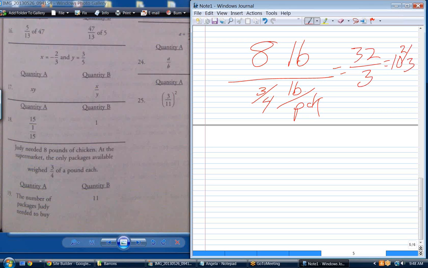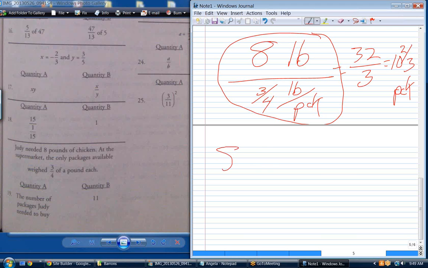And to figure out whether we got this correct or not, make sure the units cancel. In other words, we need to end up with packages. And if you divide by 3/4, you flip both the number and the units so that the pounds cancel and you end up with packages.